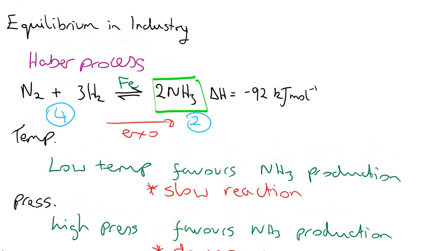So that's a closer look at equilibrium in industry, specifically the Haber process and the contact process. And we know from looking at this that compromises in the conditions have to be made in order to get a decent yield and safe working conditions.